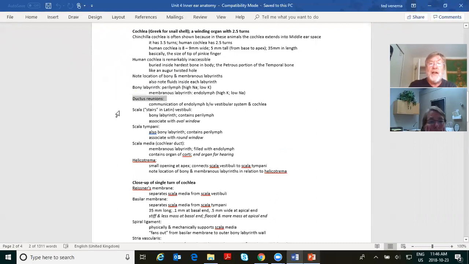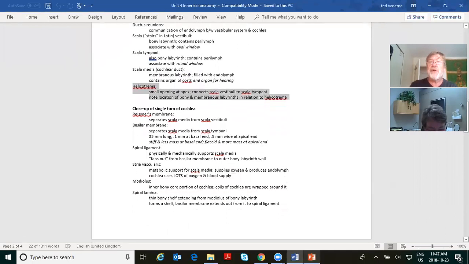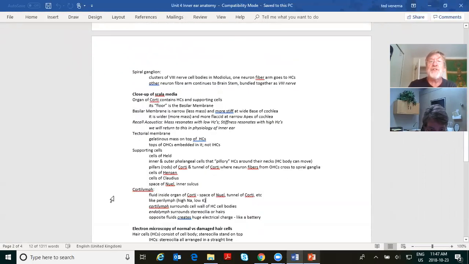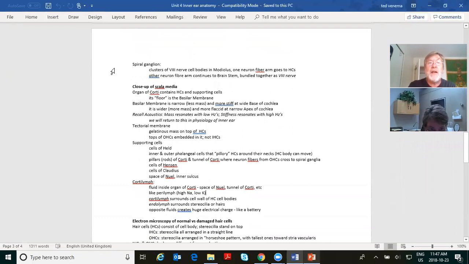Here are your 3 scalae: scala vestibuli, scala tympani, scala media. Helicotrema is the linkage between the scala vestibuli and scala tympani. And then here we're looking at a close-up of the single turn of the cochlea, all of this written down: Reissner's membrane, basilar membrane, spiral ligament, stria vascularis, modiolus, spiral lamina. Going to the top of page 3, spiral ganglion.